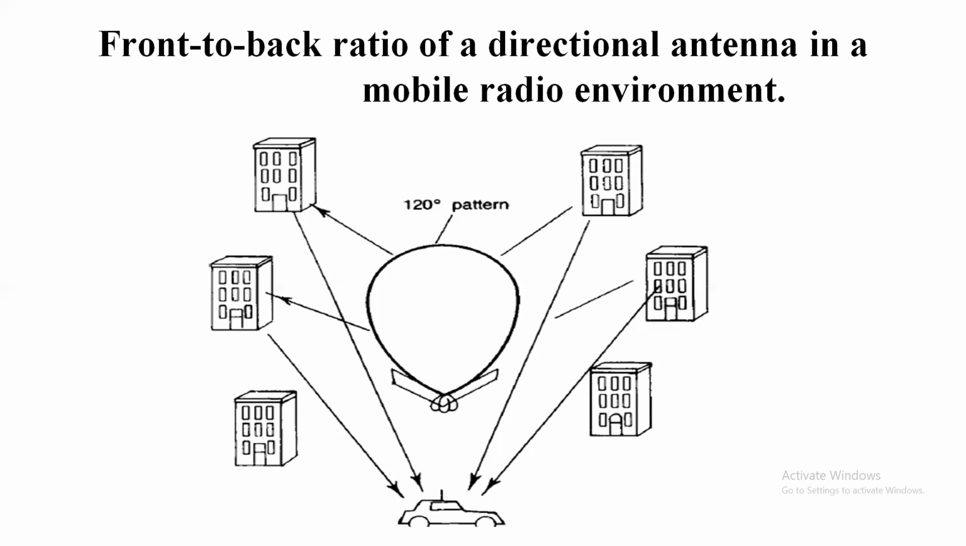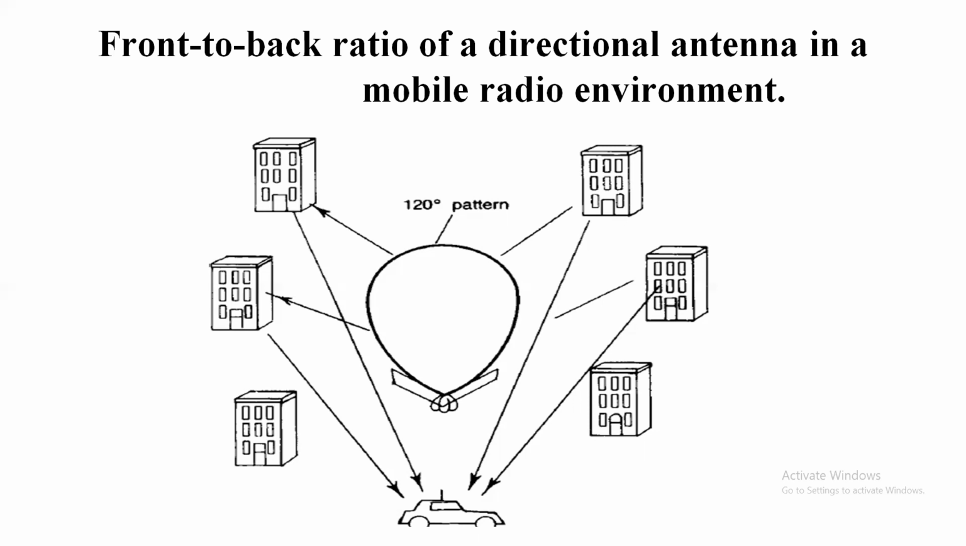And also the antenna pattern is distorted in an urban environment. That means in urban environments, the antenna patterns are distorted. That means they can be interfered with by external signals, which has to be considered in the mobile radio environment.